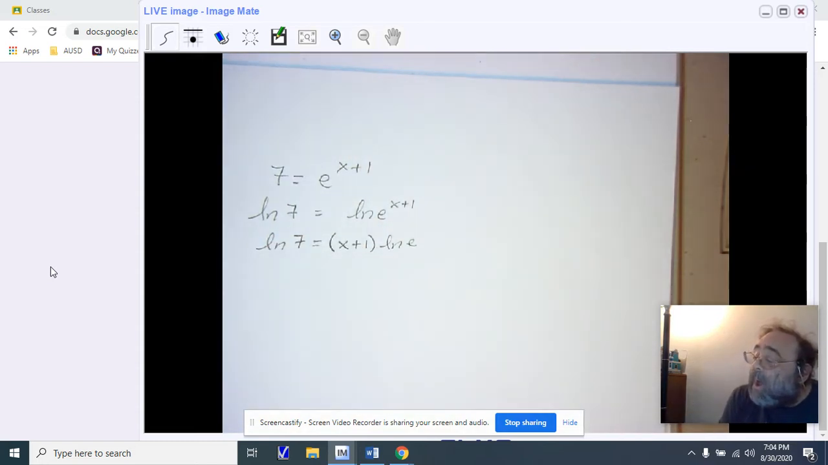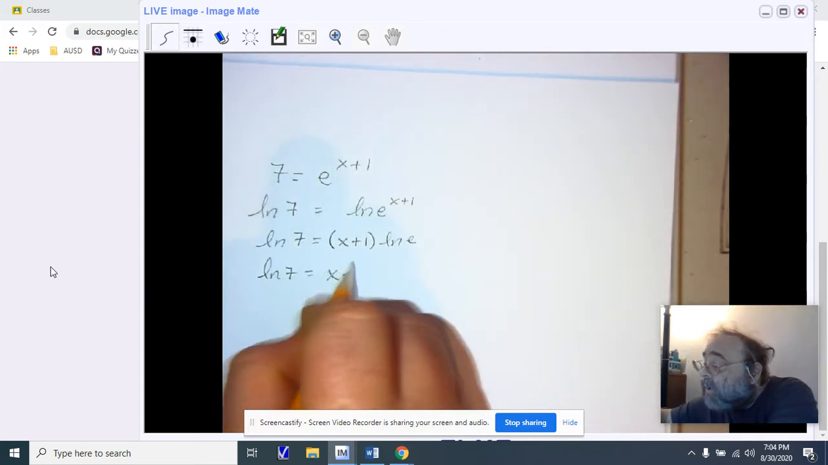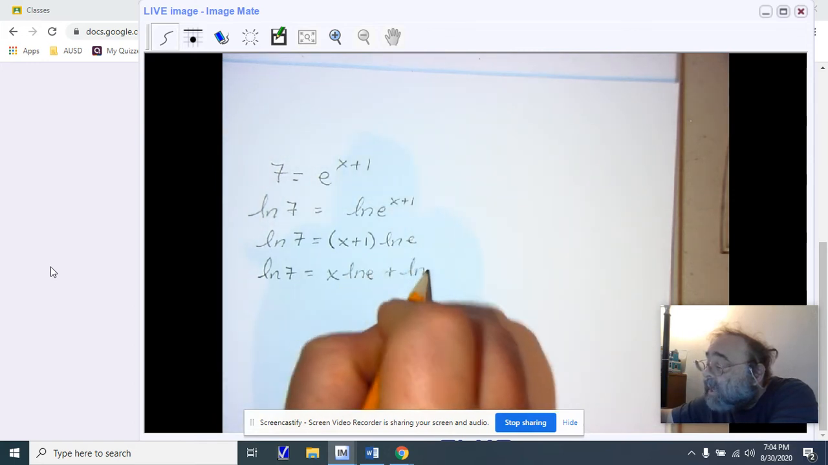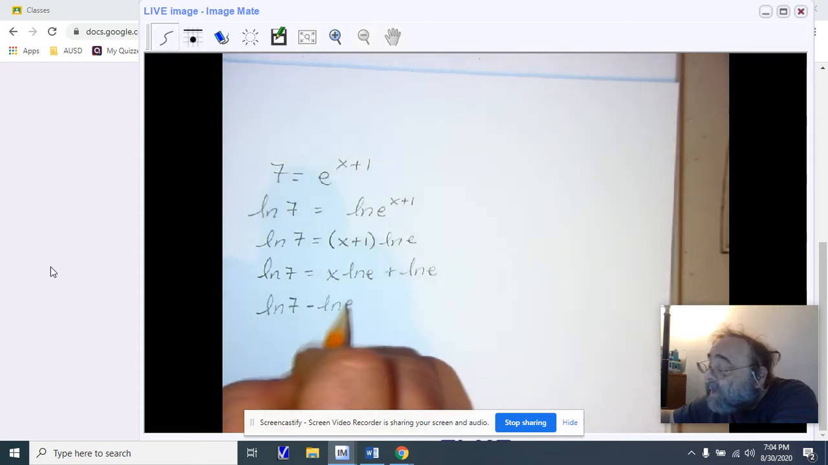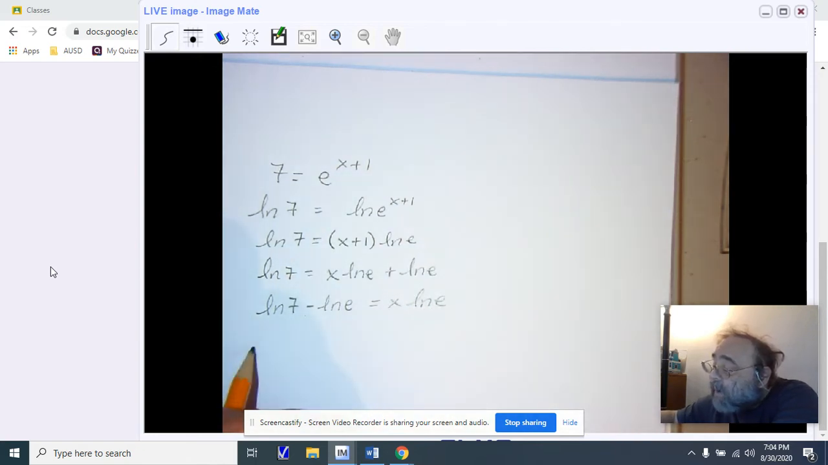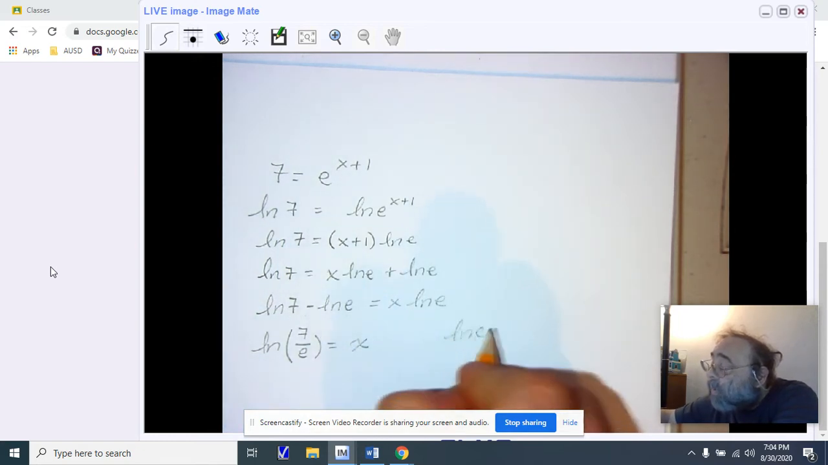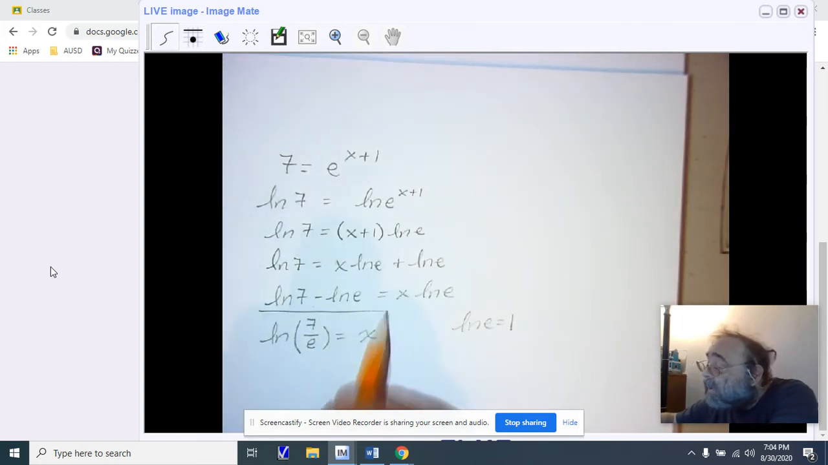Now, we already know that the natural log of e is 1, but I'm going to continue going just so that we can see what's happening. So we're going to distribute the natural log of e first. So the natural log of 7 equals x natural log of e plus the natural log of e. I'm now going to subtract: the natural log of 7 minus the natural log of e equals x natural log of e. A minus represents the fraction, so I'm now looking at 7 divided by e equals x. Notice the natural log of e equaling 1 is now going to be applied to this to make my problem easier. This then is my answer.